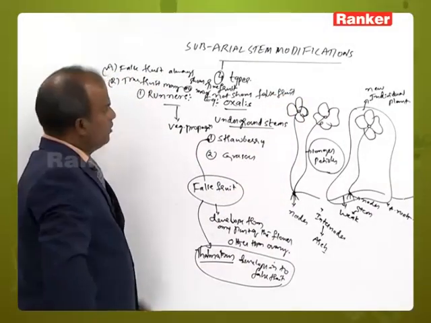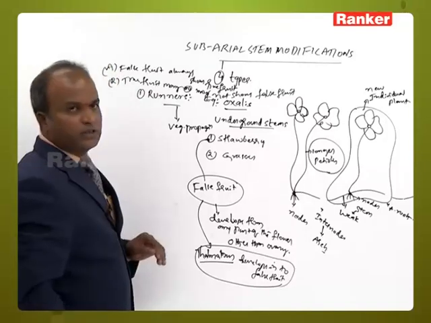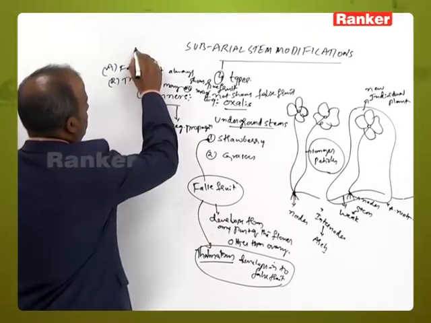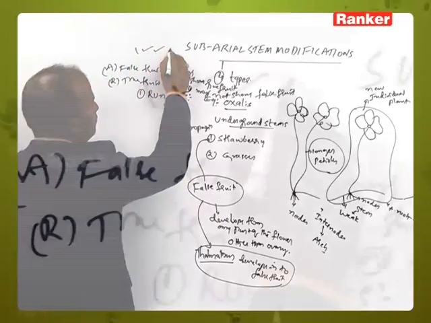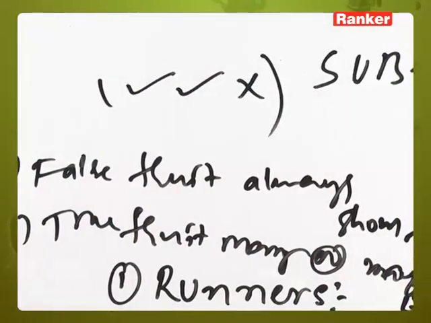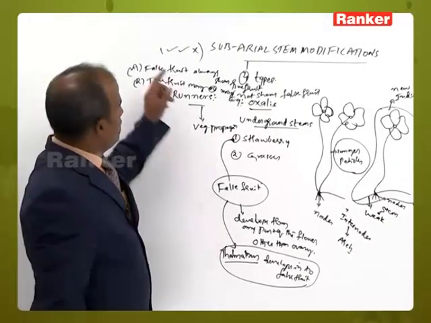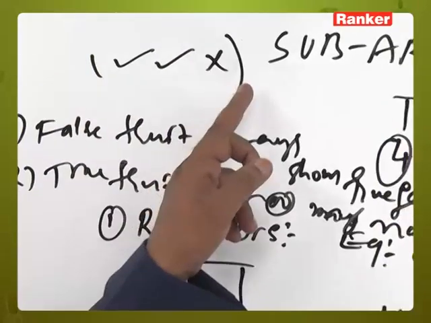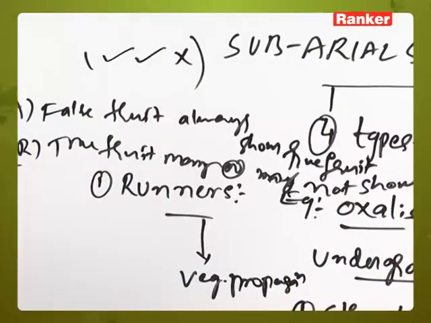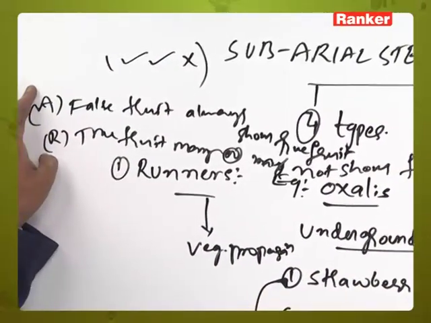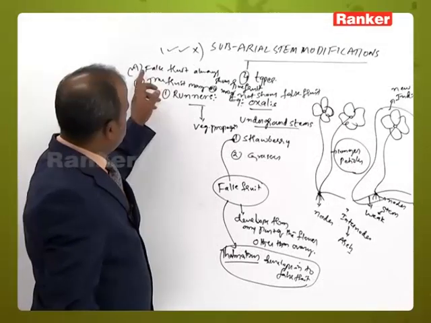According to this, what is the option? Here A is right, R is right, but R is not the correct explanation for A. That is nothing but assertion and reason. What is that assertion?